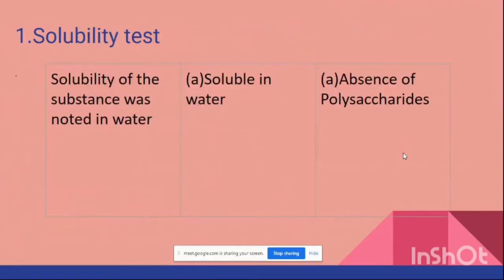So the first test is the solubility test. Solubility of the substance was noted in water. If the substance is soluble in water, then it indicates the absence of polysaccharides. But we say that glucose is a monosaccharide, and that we have to find out by using the testing protocol.